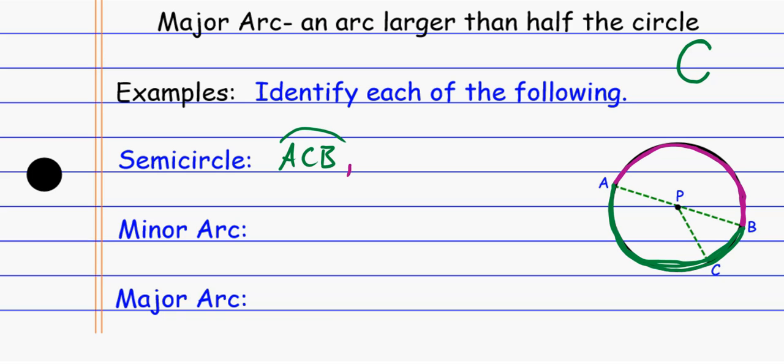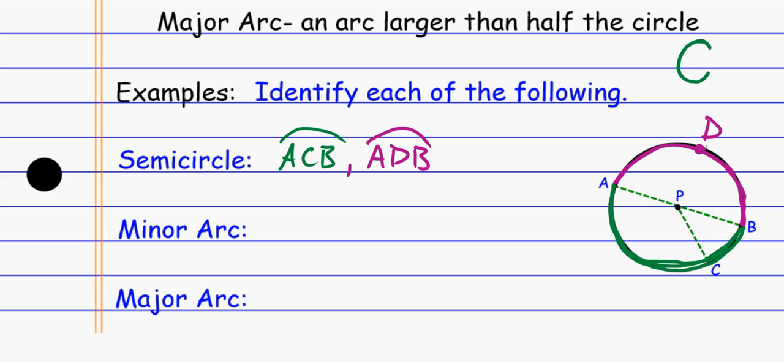If I wanted to label the purple arc, I would need another point here to ensure that I'm labeling the purple one. So maybe I put something like D here, and I would say that's ADB. And if I draw an arc that connects those three points in order, it gives me that purple arc. Once again, we just have to be specific enough that we know exactly what everybody's talking about.